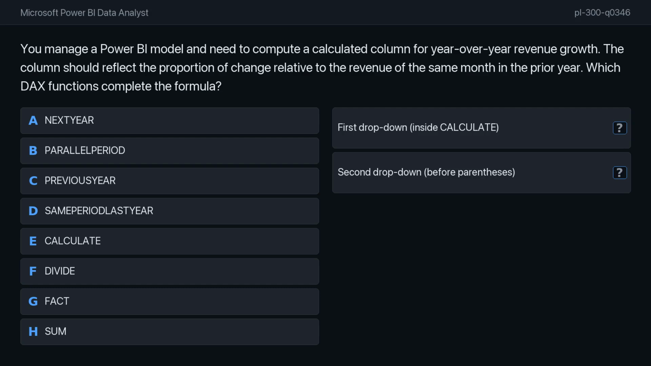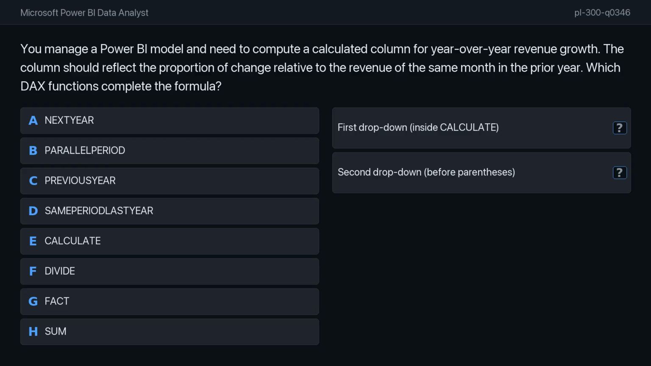You manage a Power BI model and need to compute a calculated column for year-over-year revenue growth. The column should reflect the proportion of change relative to the revenue of the same month in the prior year. Which DAX functions complete the formula?